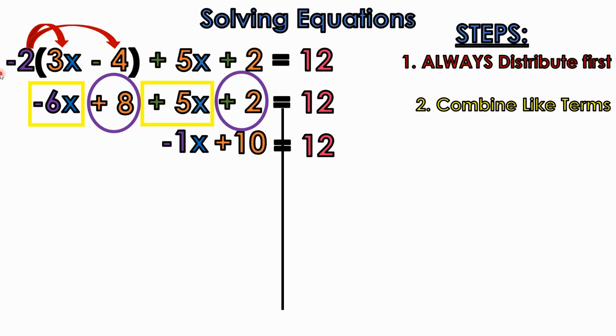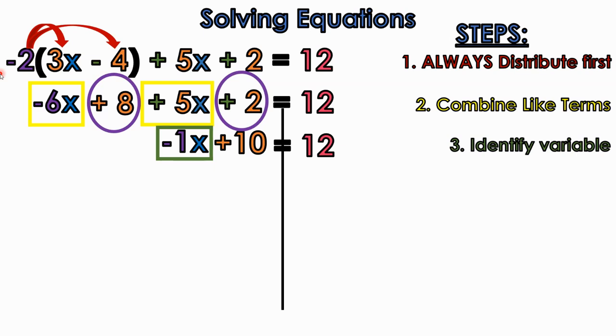All right, now I've got a two-step equation. I've got my variable. It's being multiplied by a negative 1. I'm adding 10 to it. And so I'm trying to get that x by itself. So first I have to identify the variable, which I talked about here. So I'm going to be focusing on that left-hand side.